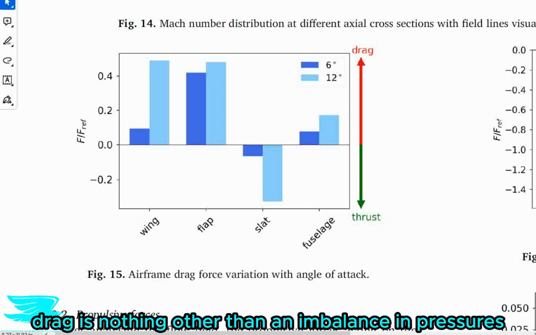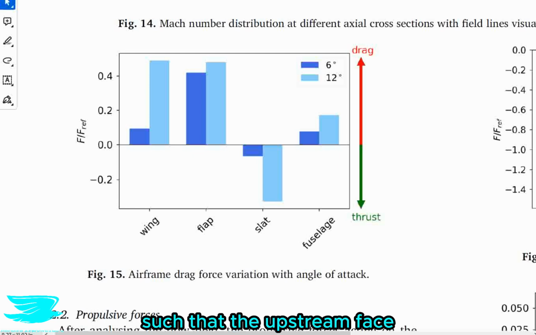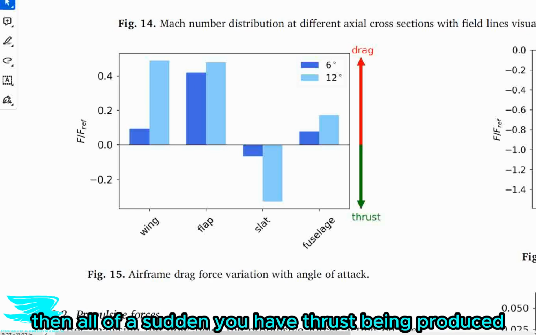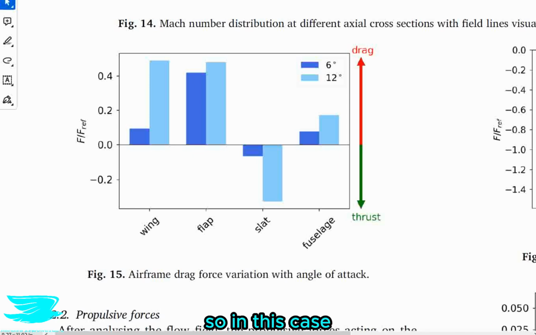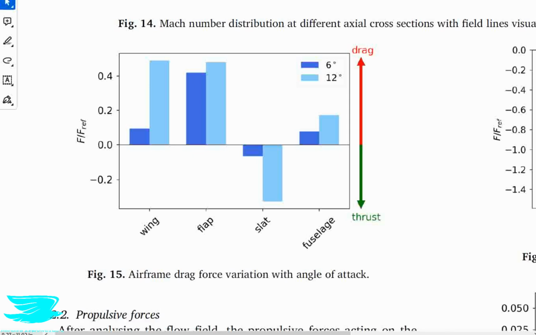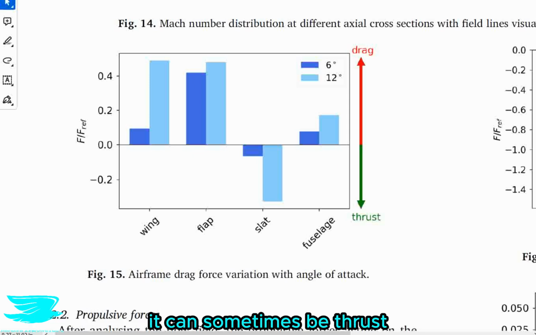So knowing that the pressure drag is nothing other than an imbalance in pressures on the upstream and downstream surfaces, if you flip the imbalance such that the upstream face is at a lower pressure than the downstream face, then all of a sudden you have thrust being produced. So in this case, you can actually use the idea of pressure drag to create thrust. So this component of drag doesn't always have to be drag. It can sometimes be thrust.